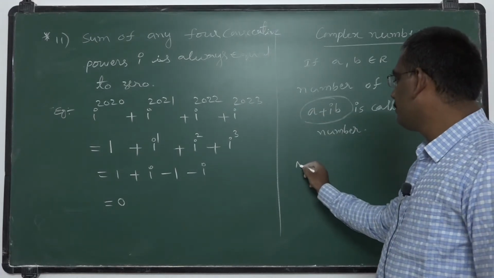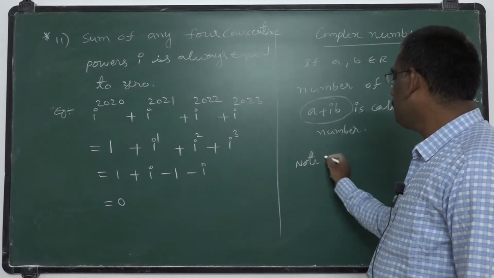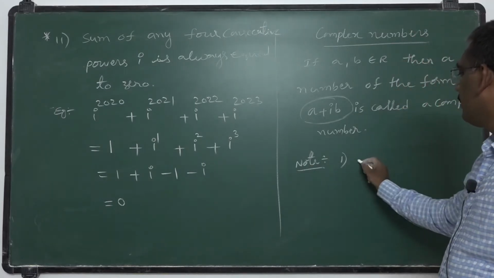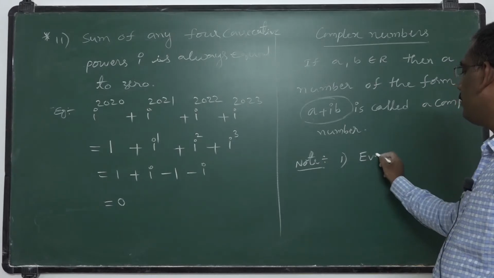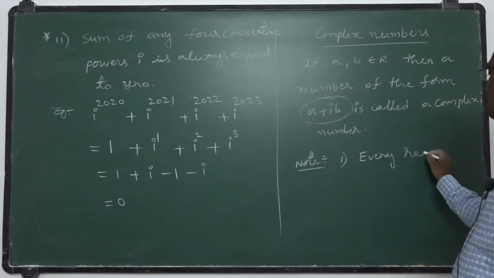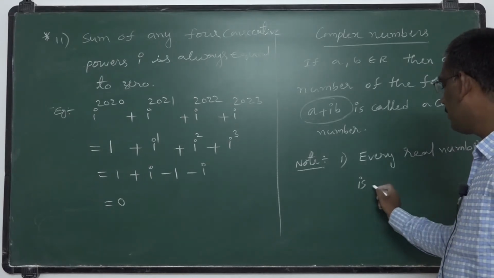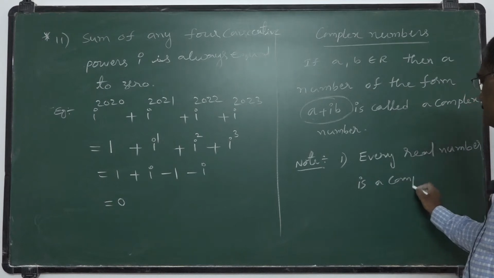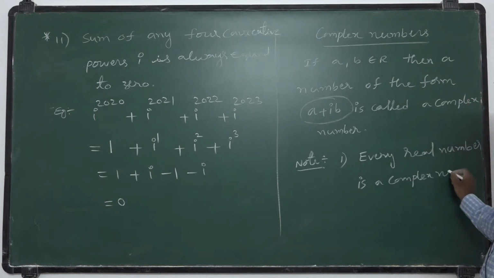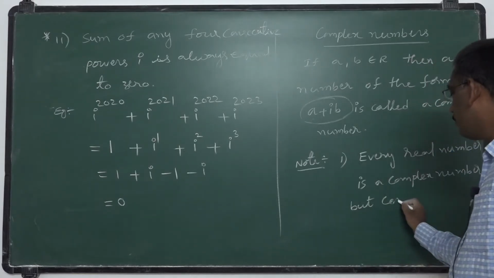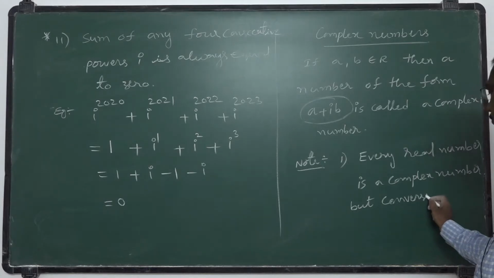So, note. First point: every real number is a complex number, but the converse need not be true.